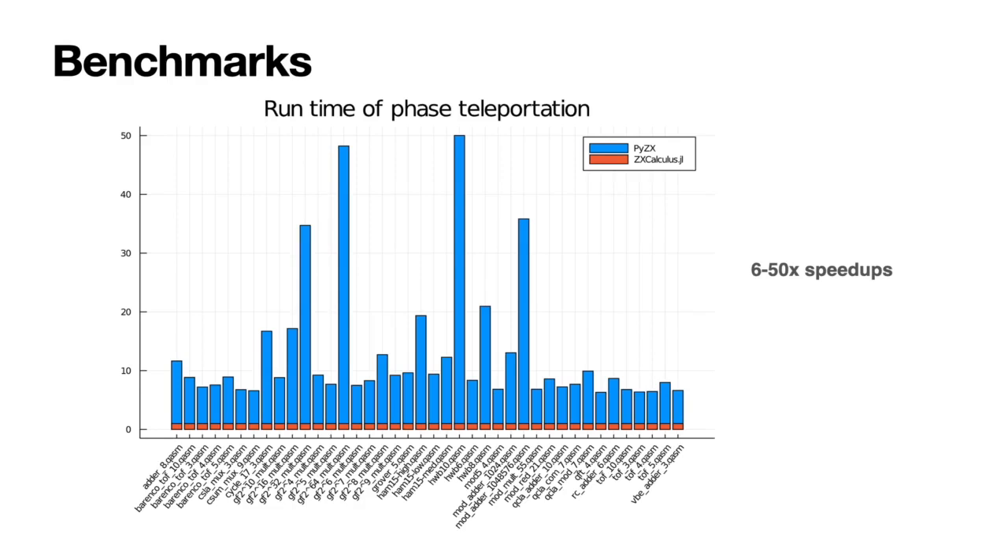Here are benchmarks for the phase teleportation algorithm. We run this algorithm on different circuits with different sizes. For each circuit, the runtime of ZXCalculus is scaled to 1. And you can see we have 6 to 50 times speedups compared to PyZX. And for bigger circuits, we will have more speedups from our experiments.